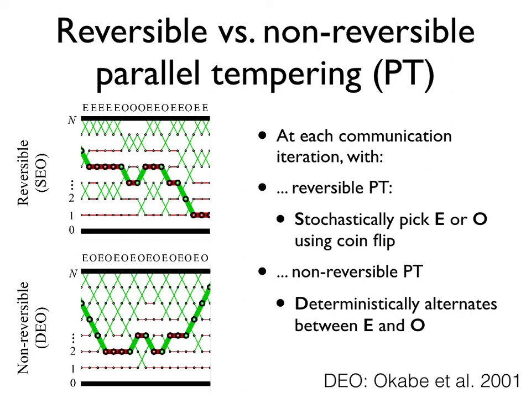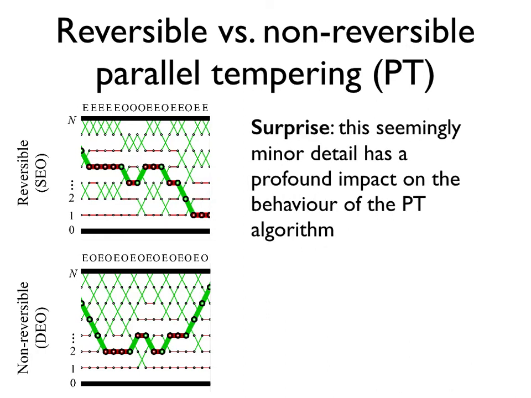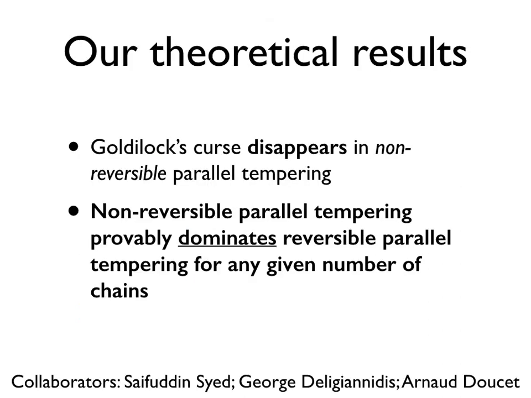So this terminology, DEO, is due to Okabe et al. in 2001. So it's an algorithm that's been used in the past, but what we're adding here is to understand that the key difference is a non-reversible dynamics that's emerging, and that this non-reversibility actually opens the door to new adaptation methods for the schedule. And in fact, it's quite a surprise that a seemingly minor detail has a profound impact on the behavior of the PT algorithm. So our theoretical result is, as I mentioned, that these Goldilocks curves disappear in non-reversible parallel tempering. And moreover, we have a second result which states that non-reversible parallel tempering probably dominates reversible parallel tempering for any given number of chains. In order to explain this, I'm going to first explain what we mean by domination.